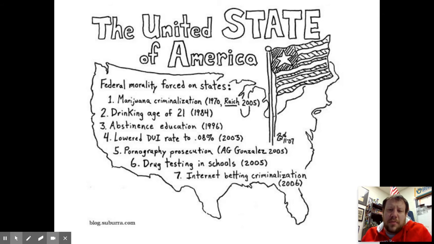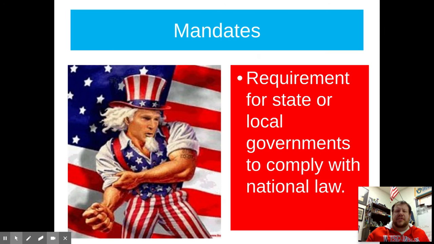So, marijuana criminalization, making marijuana a crime, which a lot of our states did in 1970. The 21-year-old drinking age in 1984, which is 36 years ago. Abstinence-only education for sex ed, which was a requirement in 1996. Lowering the DUI rate to 0.08 in 2003. And all the different things that were national ideas, but technically were state issues in terms of what the law is constitutionally. And so this is done through mandates.